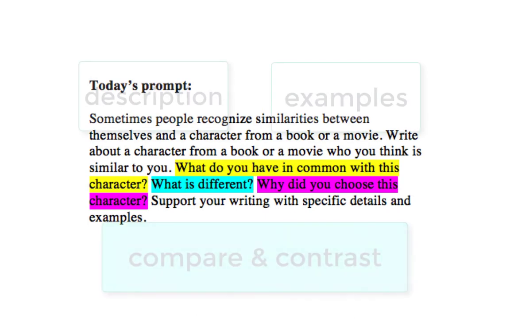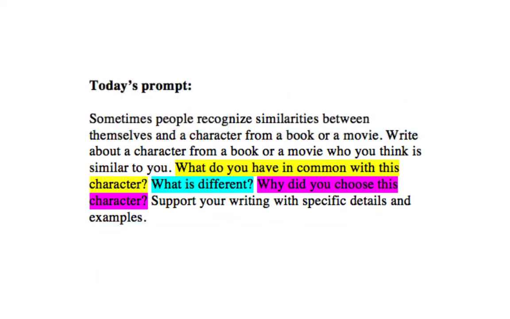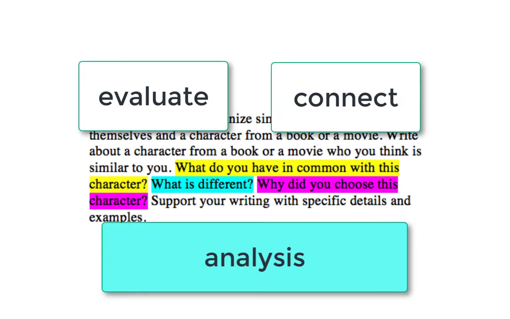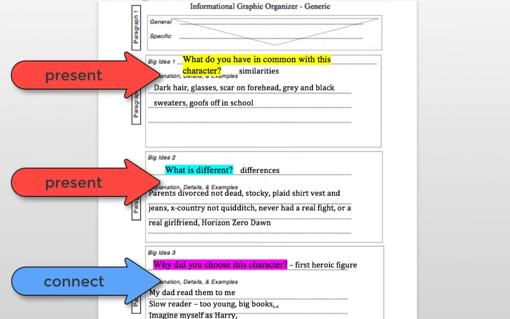The first 2 ask for thinking that gives description, examples, and asks to compare and contrast relatively simple ideas. The third question asks the writer to evaluate the information and connect it to their life, a relatively more complex idea. So, paragraphs 1 and 2 present information, and the last paragraph is where the writer shows the higher order thinking.